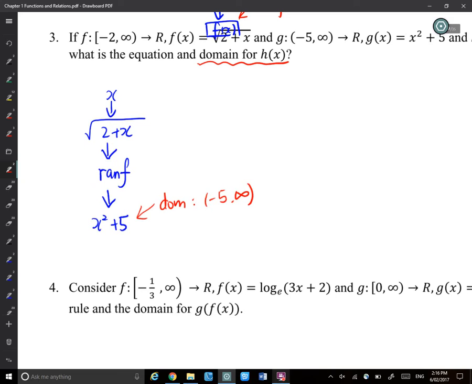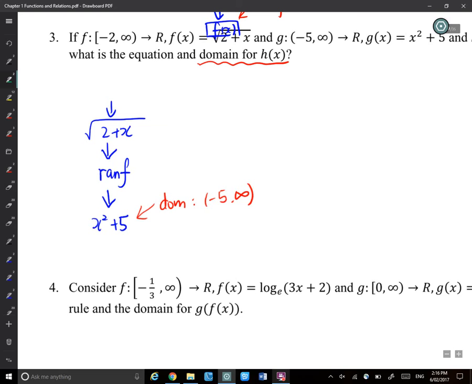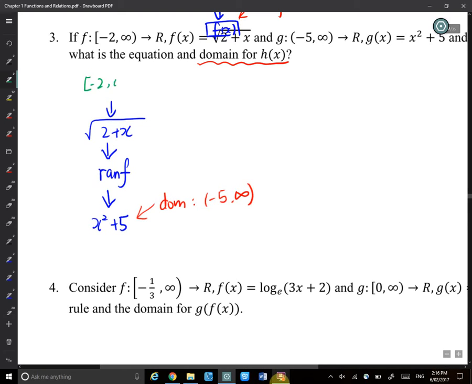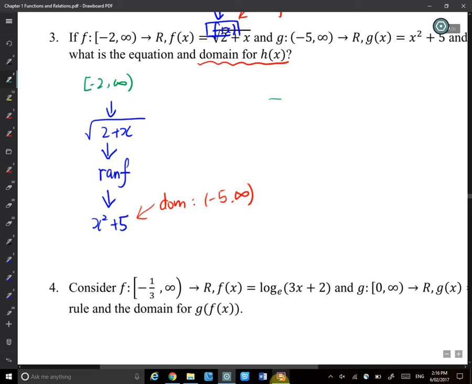Now let's have a look at that. What I can put at the beginning, I will use a green color to write. What I can put at the beginning is negative 2 to infinity. That's the largest domain I can put because it's a square root function and I have restrictions there. The domain given to me for f is negative 2 to infinity. And let's think about what the range is. What does this graph look like? This graph looks like this.